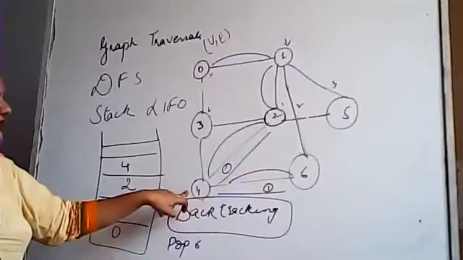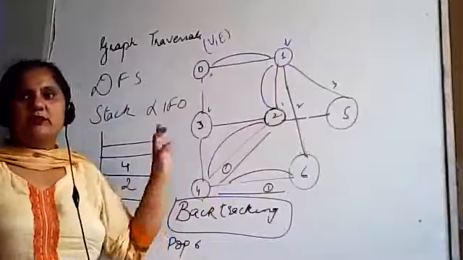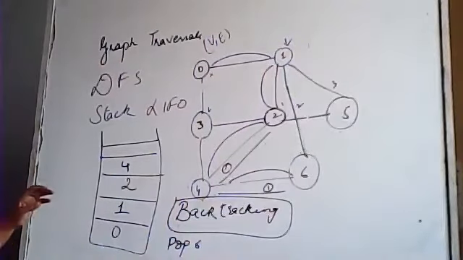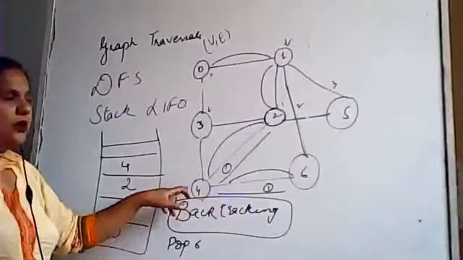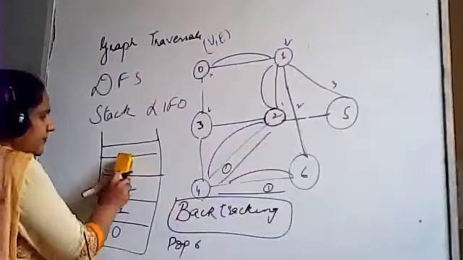Which are 6's adjacent nodes? 4. 4 is visited. 6's adjacent node is 1. 1 is also visited. See, 1 is there, 4 is there. Right? Now, move back to 4 because 4 is at the top of the stack now.